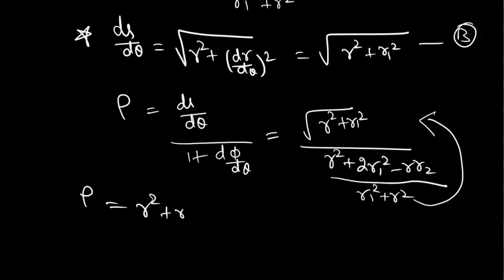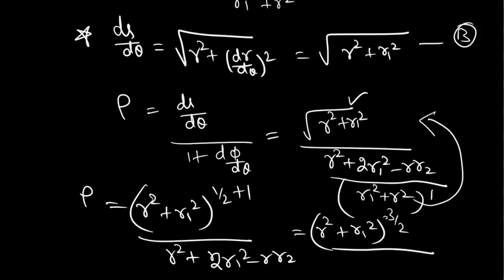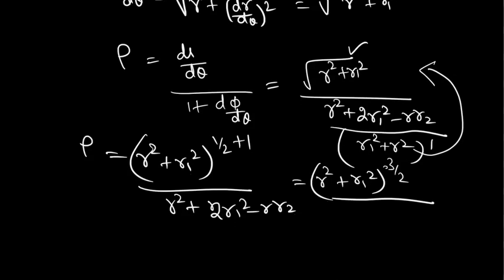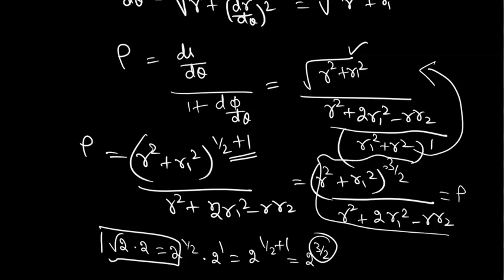So rho is equal to r square plus r1 square. Root means I will write this as power 1 by 2. This is power 1. What we will do? We will add the powers, divided by r square plus 2r1 square minus r r2. And 1 by 2 plus 1 is nothing but 3 by 2, so r square plus r1 square power 3 by 2 divided by the same terms. This is the formula for radius of curvature in polar form. And here this is very simple. If I have root 2 into 2, this is nothing but 2 power 1 by 2 into 2 power 1. So 2 power 1 by 2 plus 1, that is 2 power 3 by 2. Same way we have added the powers, and this is the formula for the radius of curvature in polar form.